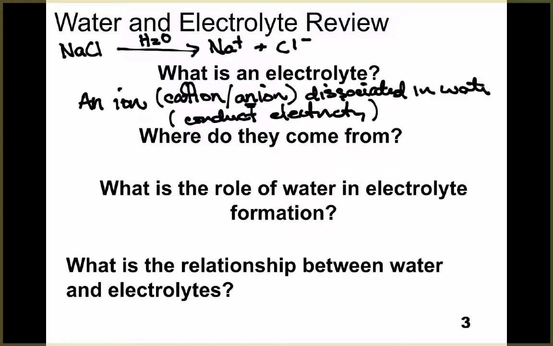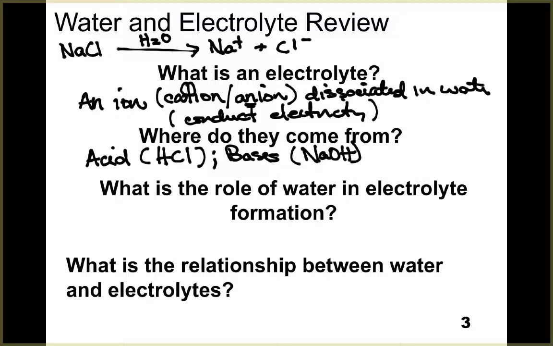Now, where can they come from? They can come from things such as acids. Perfect example of this is HCl, or hydrochloric acid. They can come from bases, which is something like NaOH, which is sodium hydroxide, or they can come from salts, like the example above, sodium chloride.